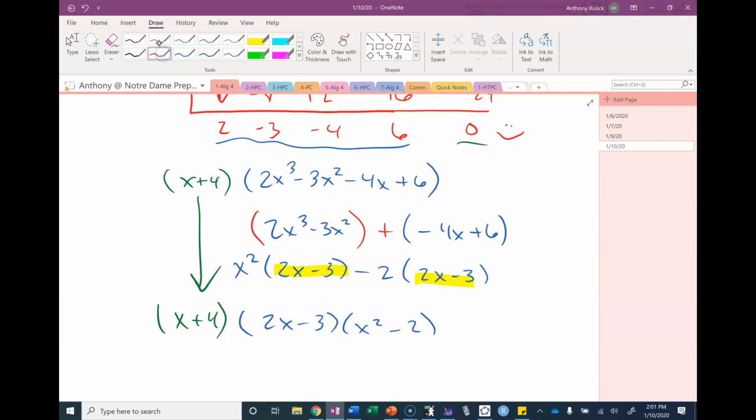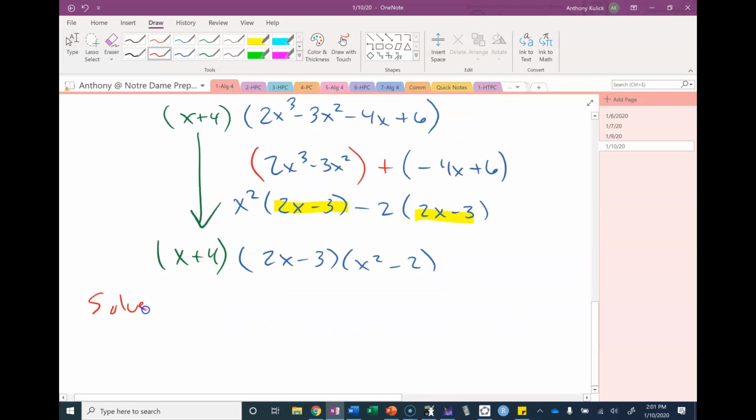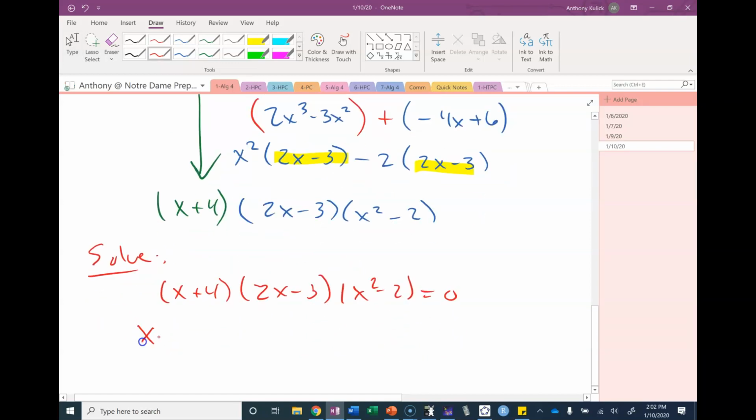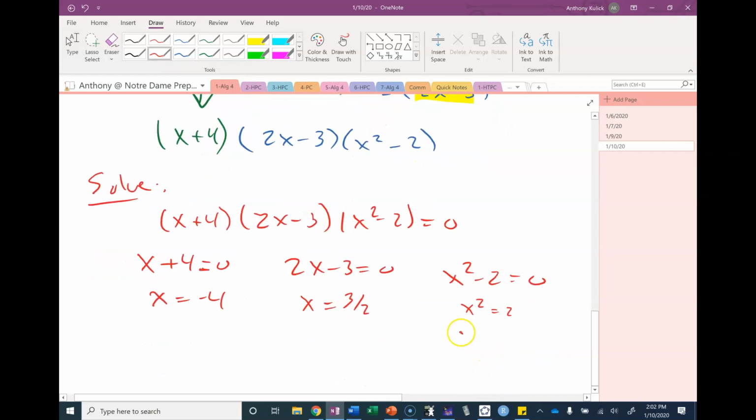Okay. And then the last step is the solving step. Because we have this in factored form, the solving is quite easy because all we need to do now is set each factor equal to 0. And then I can solve each of these factors independently. So I have negative 4. If I add 3 and divide by 2, I have positive 3 over 2. If I add 2 to both sides and then square root both sides, I'm going to get the plus or minus square root 2.